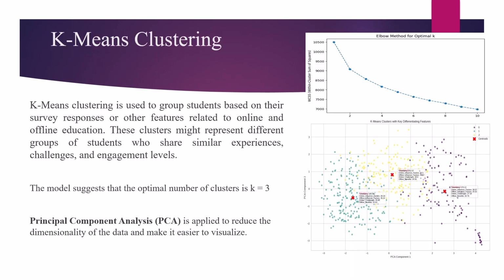We also did k-means clustering. We used unsupervised learning to group students into 3 clusters based on the responses, and each cluster showed unique patterns in learning, preferences, and challenges. We also did principal component analysis, which helped us reduce the number of dimensions and visualize how students were grouped. This made it easier to interpret the clustering results and detect clear patterns in the data.